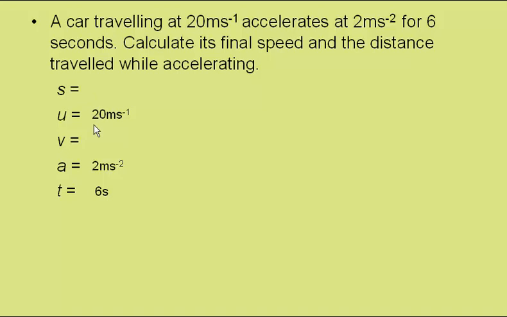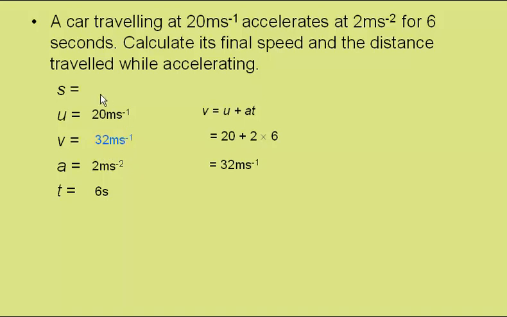So we're looking for an equation that contains v and can contain u, a and t, but not s. The equation that fits the bill is v equals u plus at. We can now put in the values. u is 20, a is 2, and t is 6, giving a final velocity of 32 meters per second. We can now add that value for v here, and we may want to refer to it later.